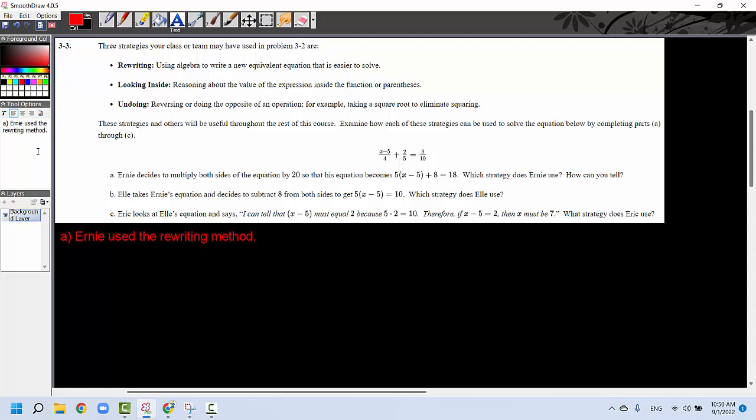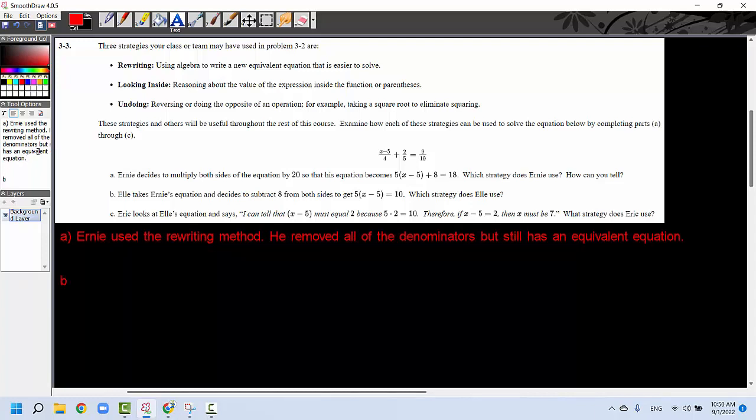And I can tell because now he effectively removed all the denominators, making the equation easier to work with. He removed all of the denominators, but still has an equivalent equation.